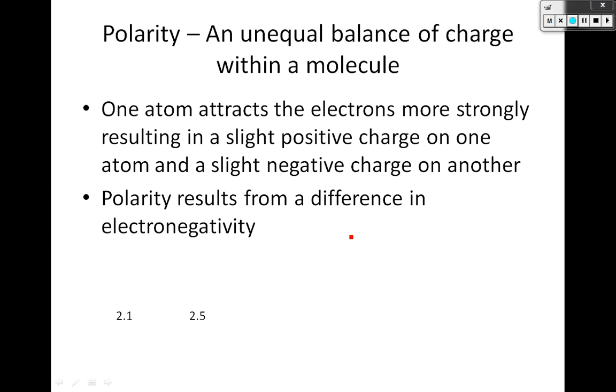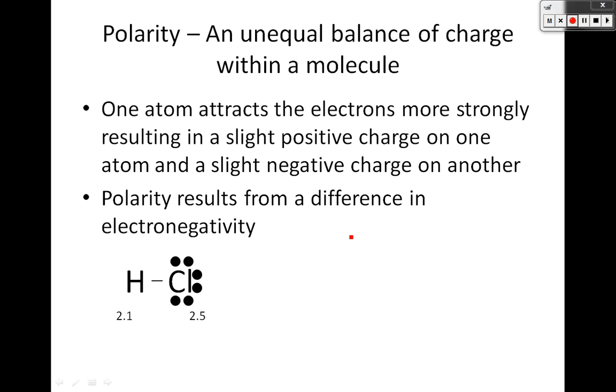And polarity, as we were just talking about, results from a difference in electronegativity. So let me show you how this works. This is where these mystery numbers on the bottom come in. What I might do right now is pause the video, and if you don't have your book, get it and open up to the periodic table with the electronegativities on it.